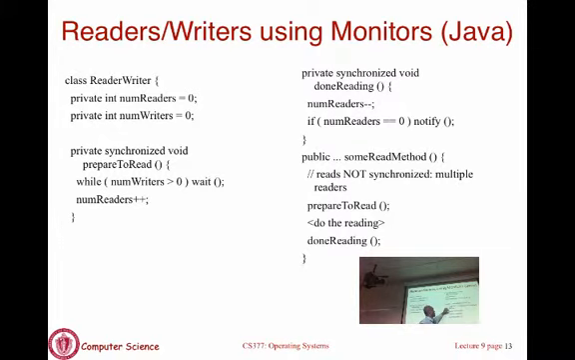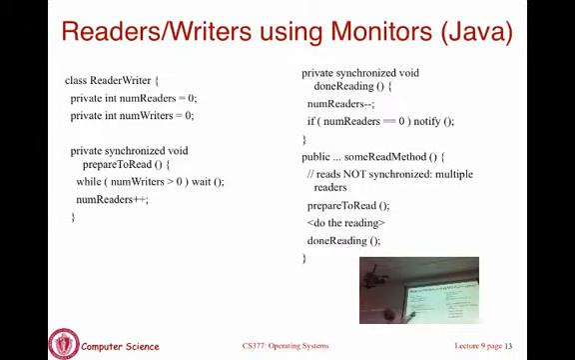So all you do is not make this method synchronized. The write method is still synchronized. The read method is not. You call a prepare to read method, which is there, and a done reading method, which is here. These two methods are simply doing whatever we had done before. Here you increment the read count. While the number of writers is greater than 0, you wait, otherwise you increment the read count.